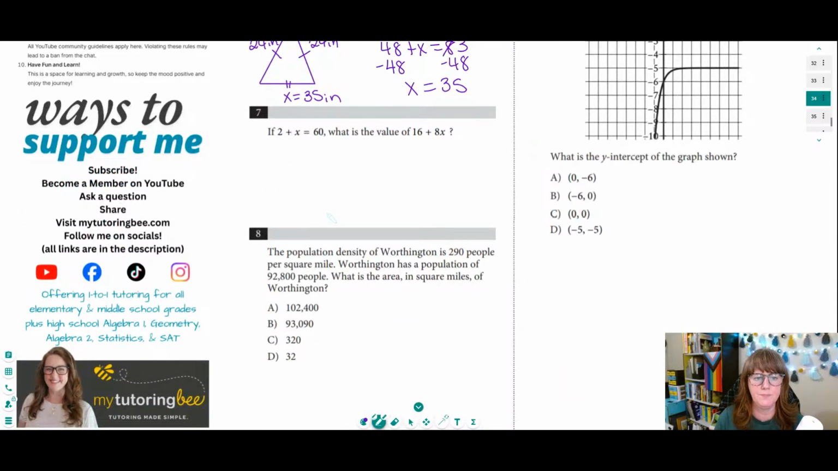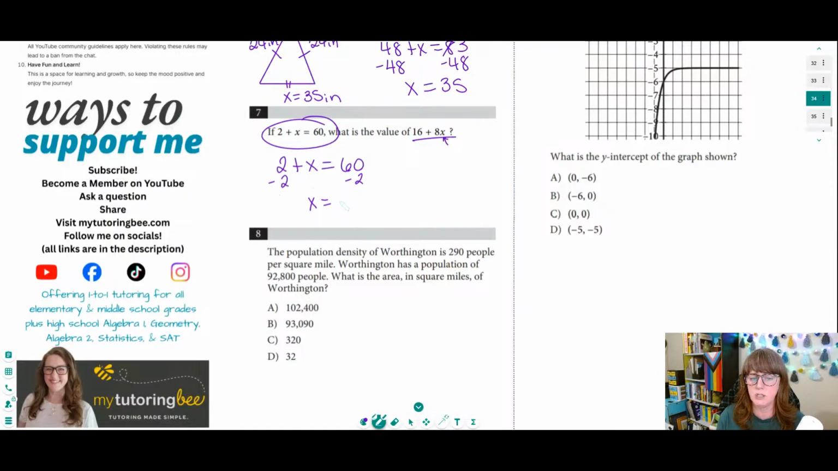All right. If 2 plus x equals 60, what is the value of 16 plus 8x? So we've got an equation and an expression. In order to solve this expression, we would need to know what x equals. We can't figure out what x equals just with an expression, but we can with an equation. So this is just a matter of solving for x. And they're saying that x equals the same thing in both of these. So we just need to solve for x.